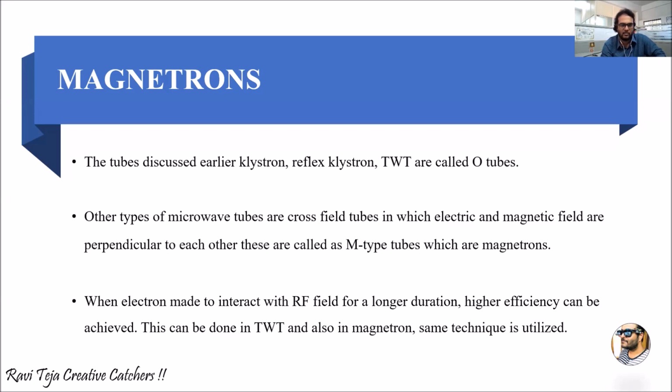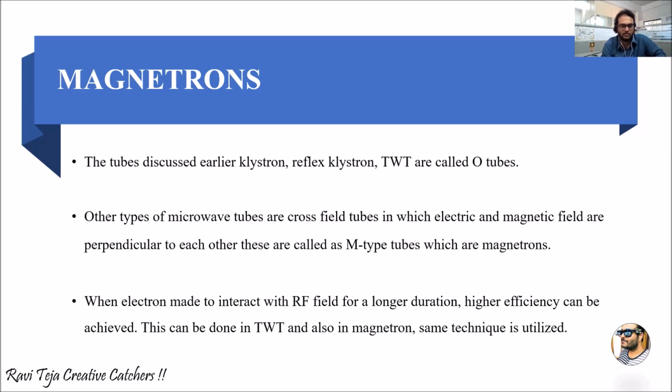So in this particular unit, we are going to see microwave tubes which are also called M-type tubes, and these M-type tubes are also called cross field tubes, in which both electric and magnetic fields are perpendicular to each other. They are also called magnetrons. So this unit deals with M-type tubes, or cross field tubes, where electric and magnetic fields are perpendicular to each other.